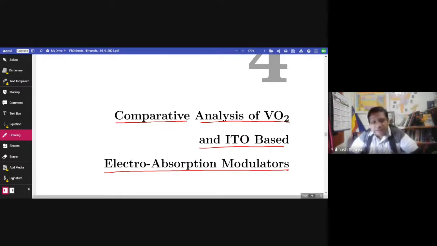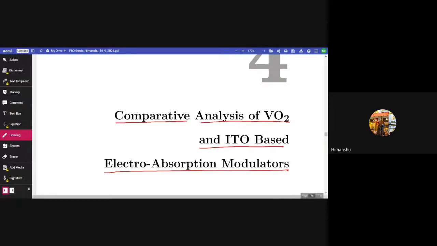It is already 7:30. Fourth chapter, the comparative analysis of VO2 and ITO based electro absorption modulators, in reading session number 4. Over to you, Himanshu. Okay, a very good evening to all of you. So today we are going to read chapter 4 of our thesis, and the title of chapter 4 is Comparative Analysis of Vanadium Dioxide and Indium Tin Oxide based electro-absorption modulators.